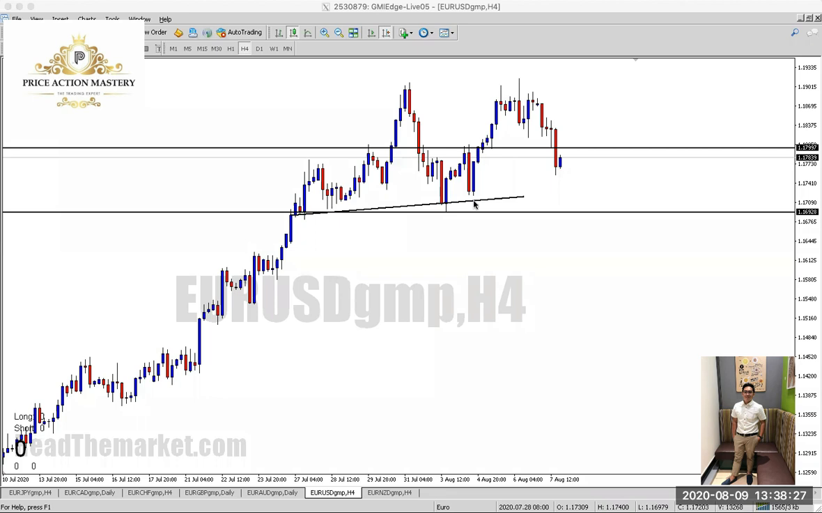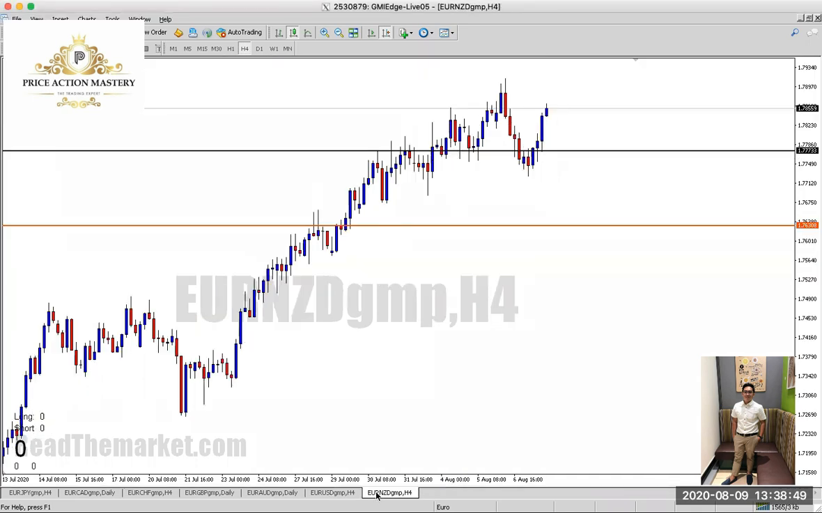So Euro USD, look for a sell first. Just a short term sell, not a long term. This sell action doesn't mean that Euro USD is going to change its trend into a downtrend. It's still an uptrend, but just short term selling.